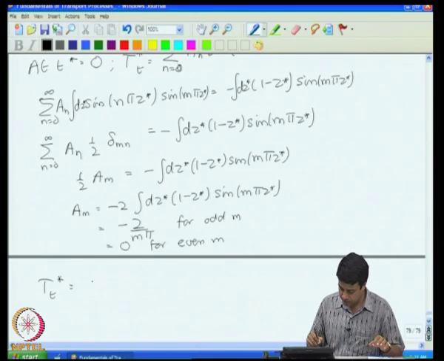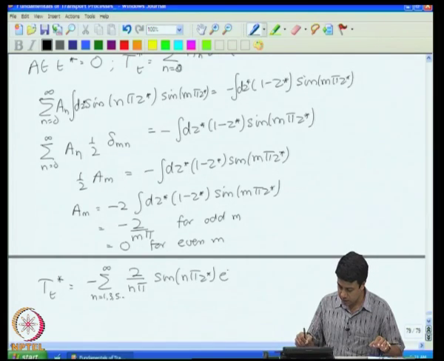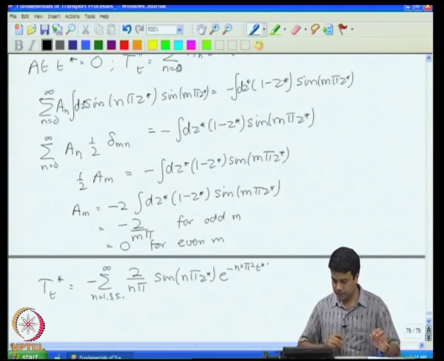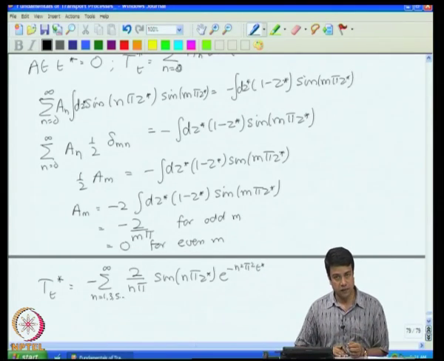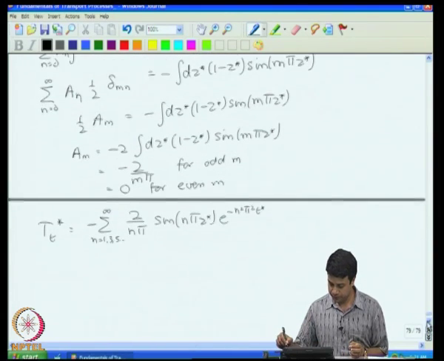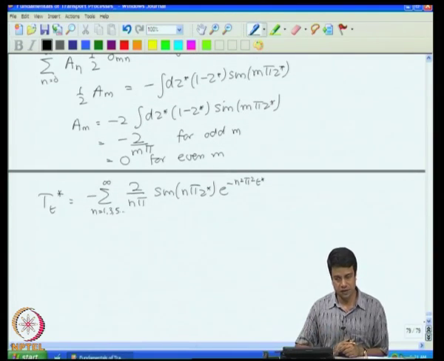T star is equal to minus the summation over n equal to 1, 3, 5, etcetera to infinity of 2 by n pi sine of n pi z star e power minus n square pi square times T star. So, that is the final solution for the temperature field. This is only the transient part.